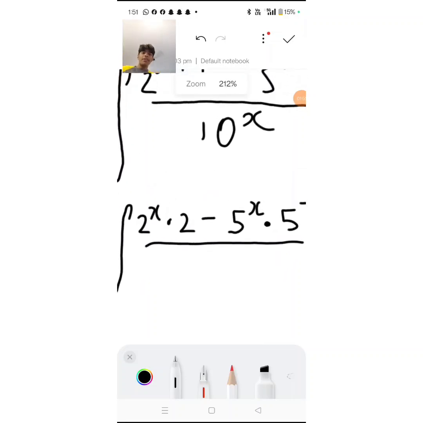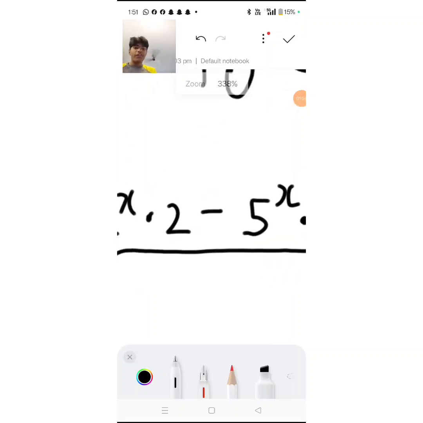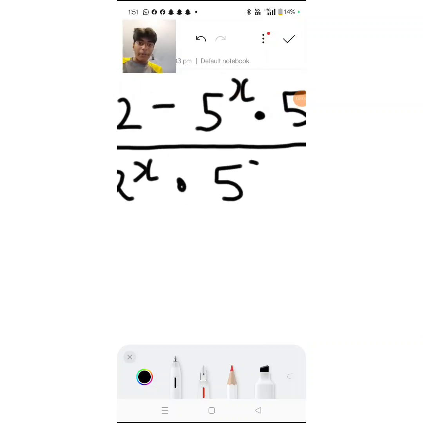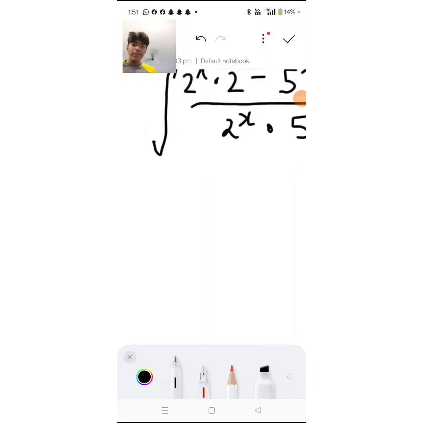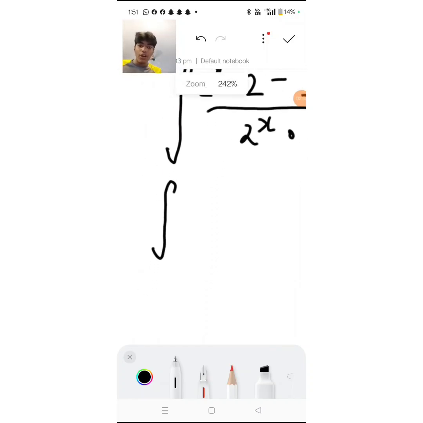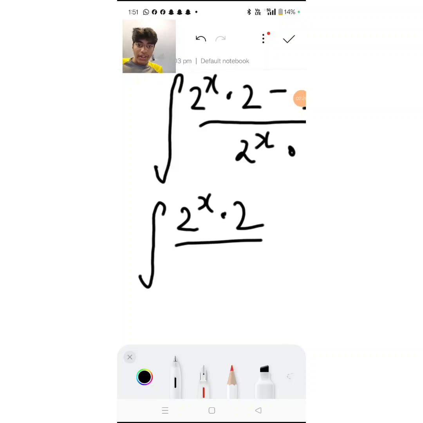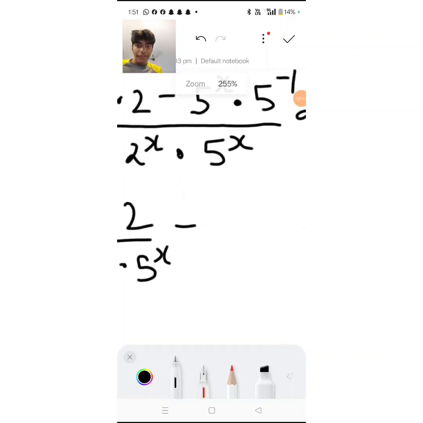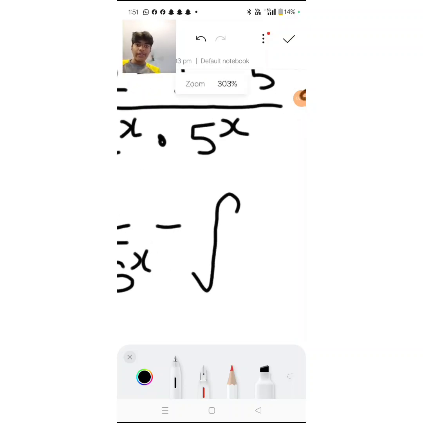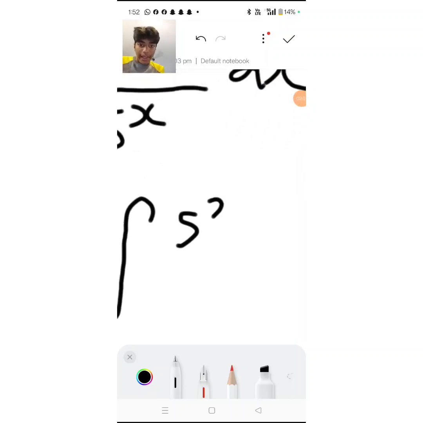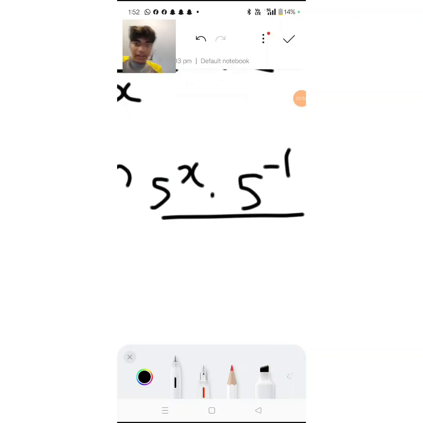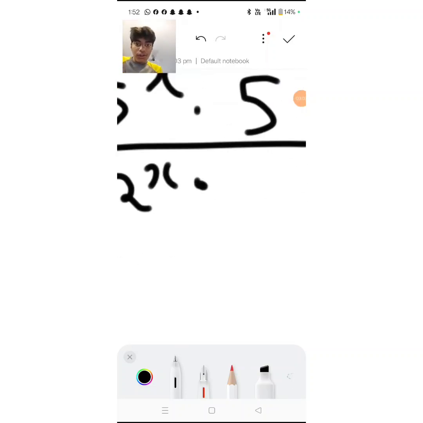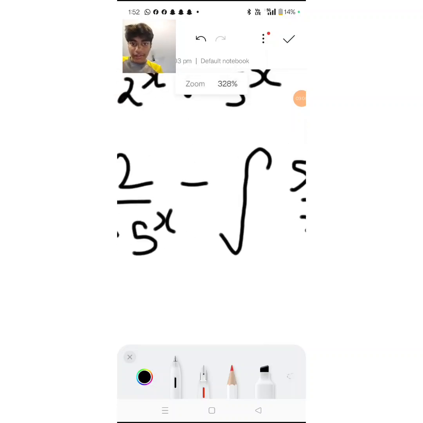Now 10 to the power of x, we can split it into two parts. Again, we have 2 and 5, so 2 into 5 is 10, so we can say 2 to the power of x into 5 to the power of x. Split this integral into two parts, because obviously we can cancel things from both sides. So first I'm doing the integral of 2 raised to x into 2 divided by 2 raised to x into 5 raised to x, minus the integral of, now over here we have 5 raised to x into 5 raised to minus 1, divided by 2 to the power of x into 5 to the power of x dx, right?